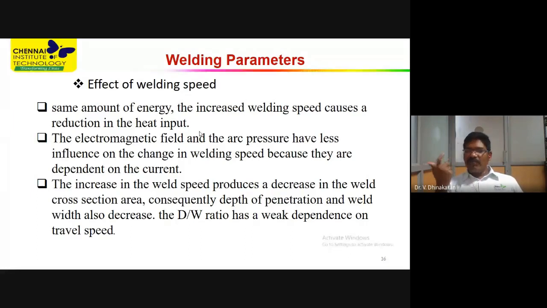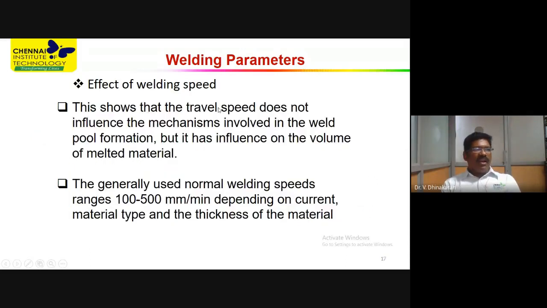Accordingly, you will get the depth of penetration. Okay. Then if you're reducing the welding speed, the heat input falling on the particular area will be high. If the energy falling on the material is high, certainly more material will be melted and the fusion can happen properly. So the welding speed has to be chosen properly.